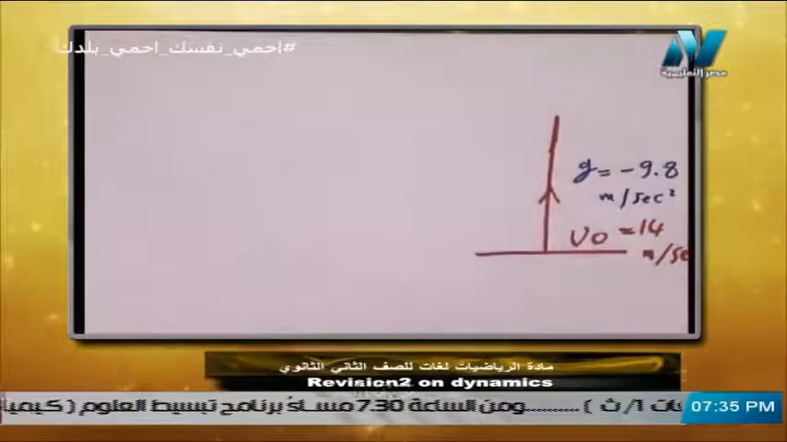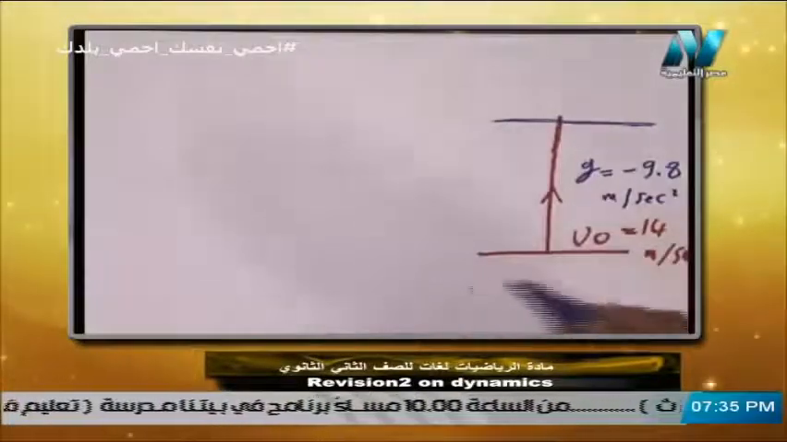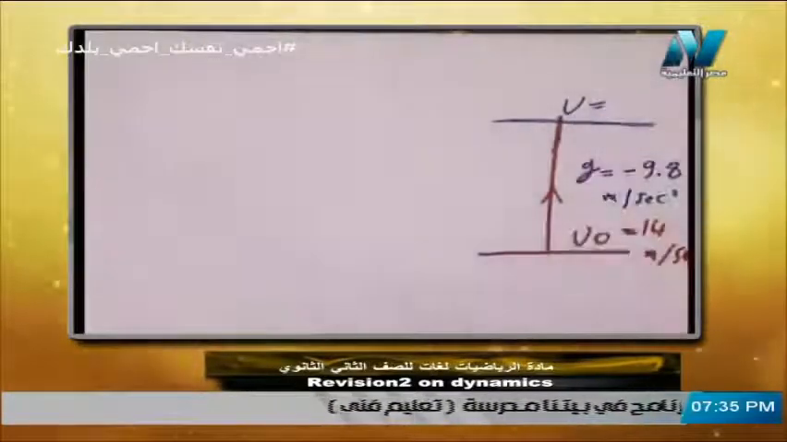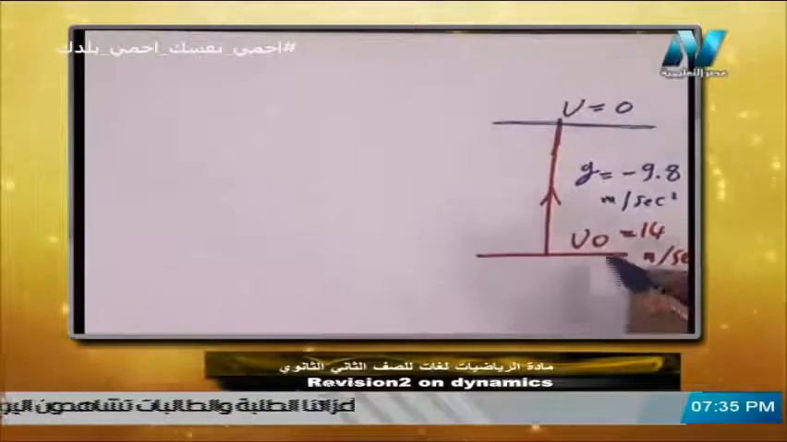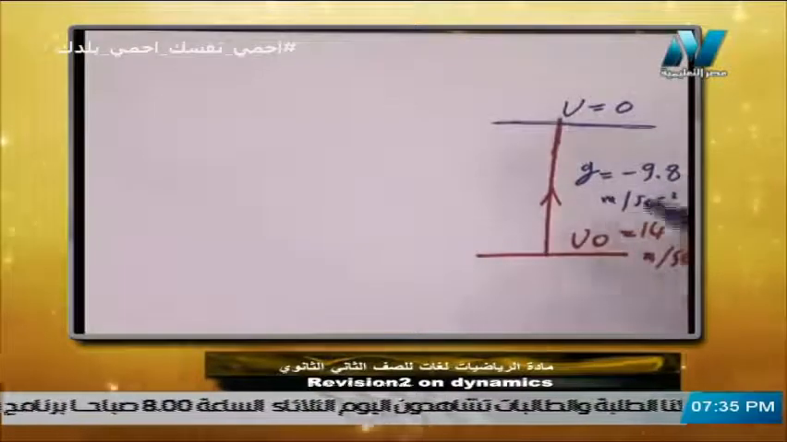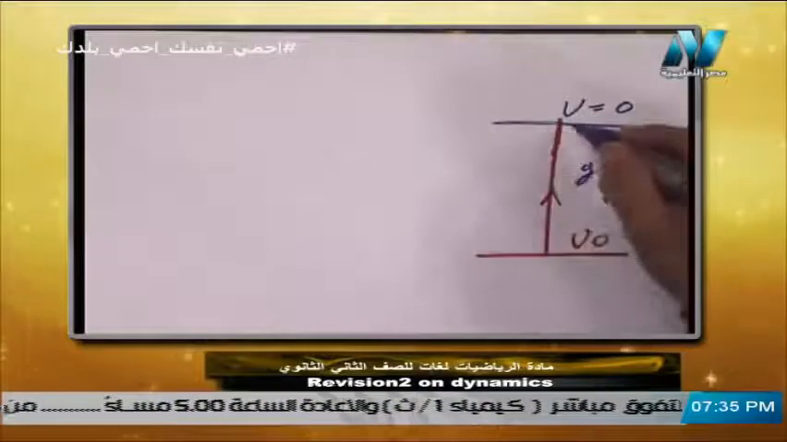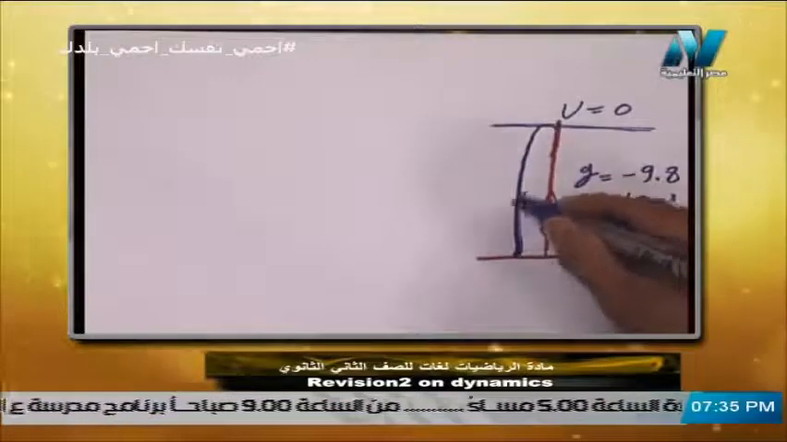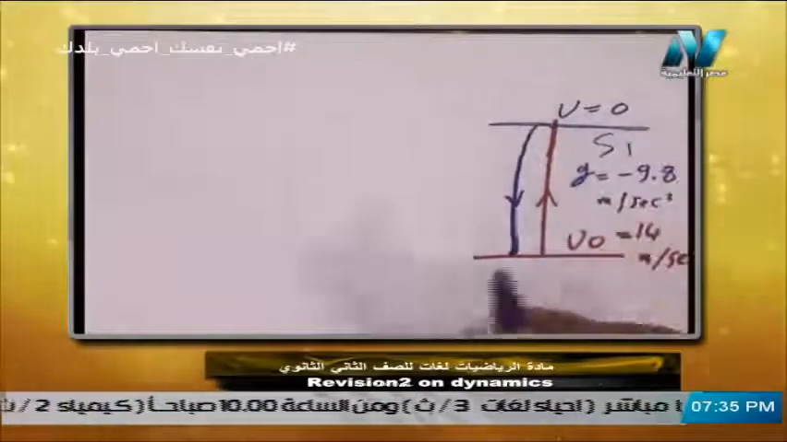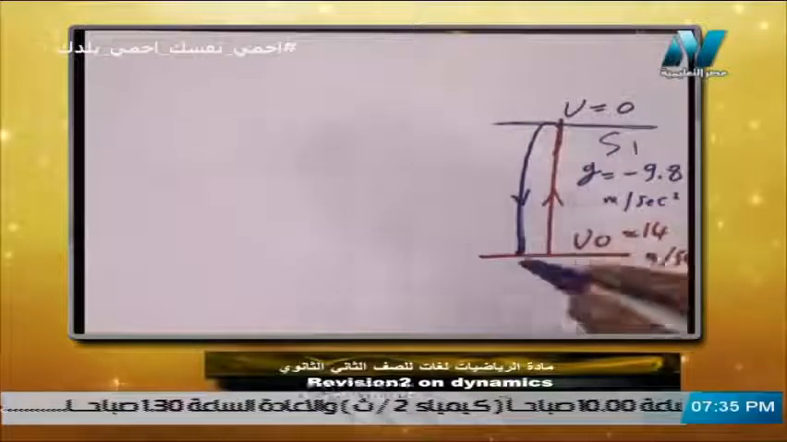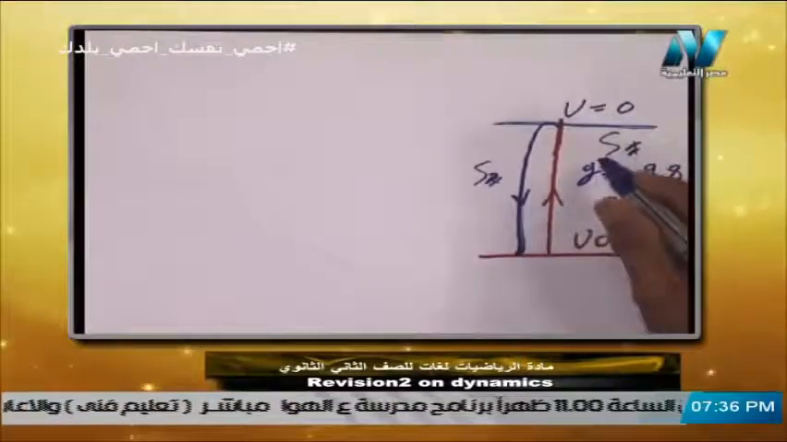So it reaches the maximum height. Maximum height means that v, the final velocity, will be 0. So v naught equals 14, g equals -9.8 meter per second squared, and v equals 0. And it returned again to the point of projection. We have here a distance S1 and the next distance S2, but S1 equals S2, so we can say S and S.